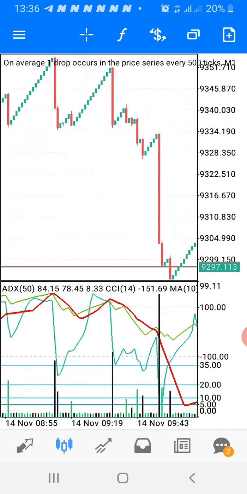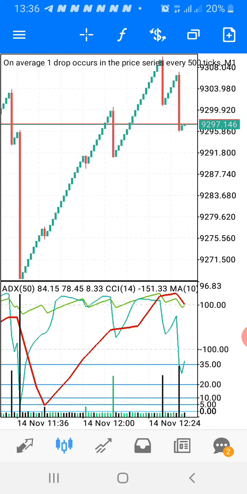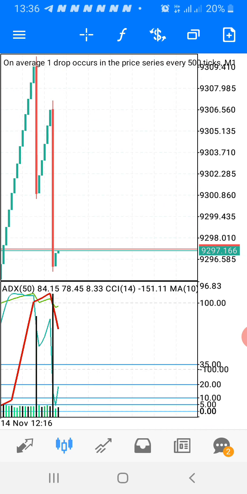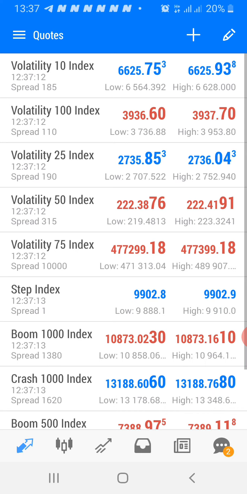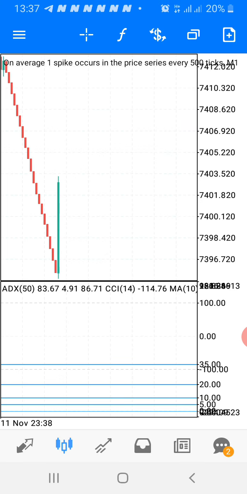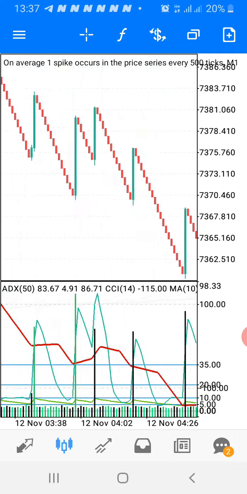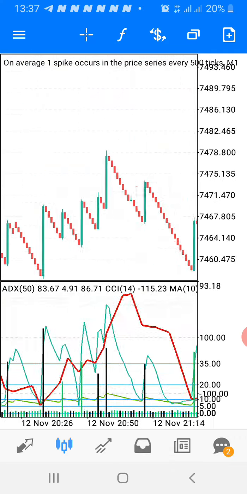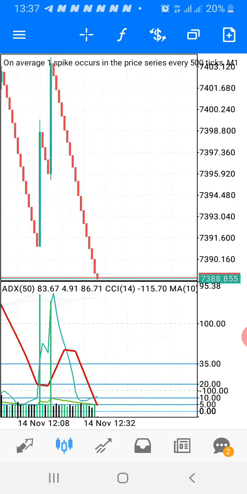This is how this strategy works. It's used to sell crash, and for boom, you use it to buy. You don't use this strategy to buy crash. You use it to sell crash and buy boom. So let's just check for boom 500. You see how this strategy works for boom 500.